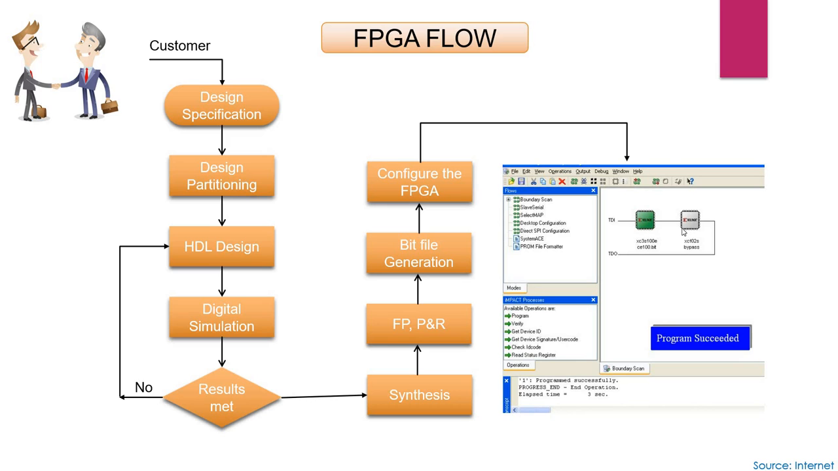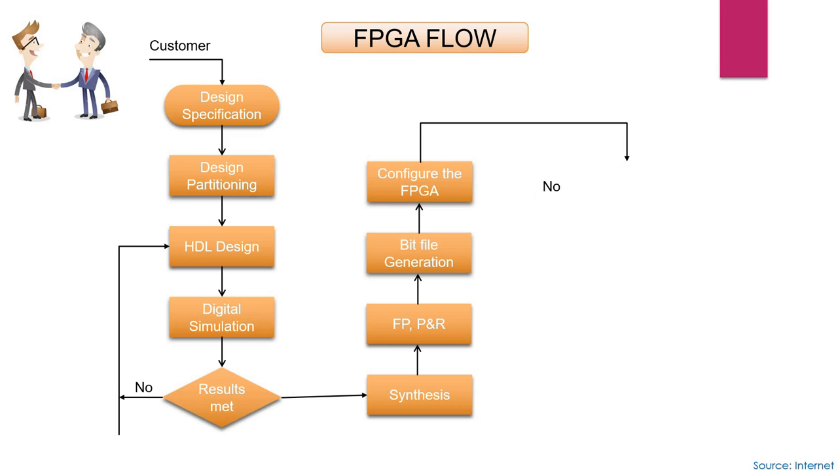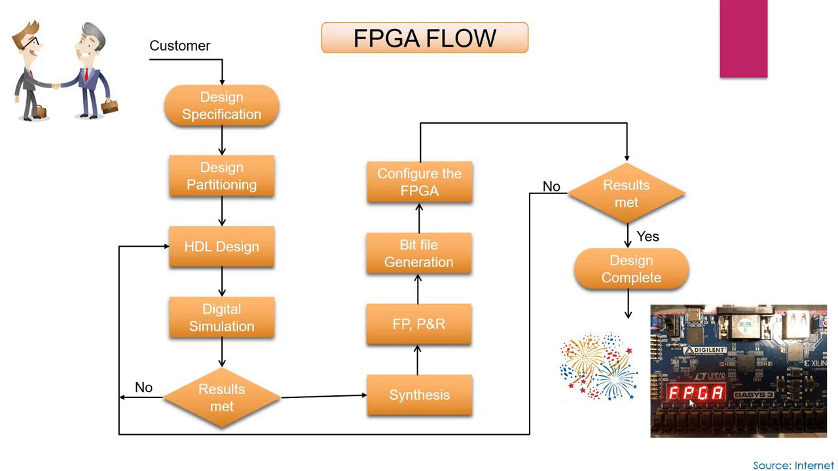Once you configure the FPGA, you obviously would want to see the results. If you've got the desired result that you expected, then you can call your design complete. If you are seeing any glitches and you're not happy with the results, you go back and again make edits to your RTL code so that you meet your requirements. Again, your design has to go through the whole flow of simulation and verification, synthesis and all of it, and then you need to configure the FPGA again. This is a very simple explanation of what exactly the FPGA flow is.